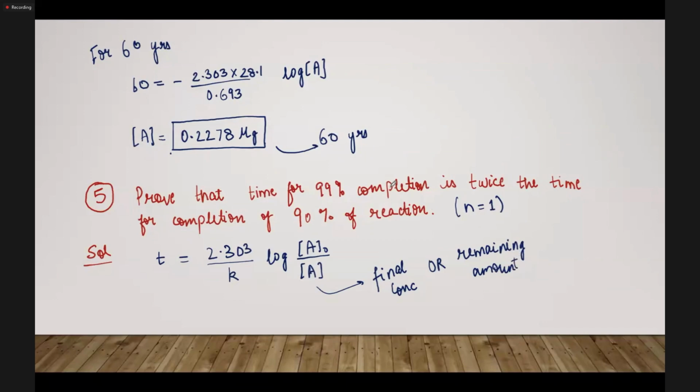The percentage given in terms of completion, we should not use that, because completion means what has been used. So 99% completion means 99% of the reactant has been used, so only 1% of the reactant is remaining. So the final concentration should be 1% of the initial concentration. So how will we do this? Suppose we want to do it for 99% first. For 99% completion, how will we write this?